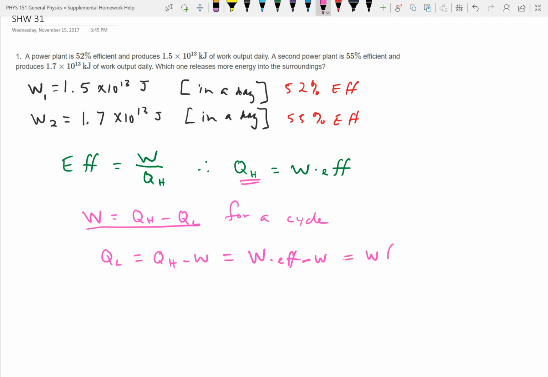factor out the work. Okay, where did I mess up here? Efficiency is the work over QH. That's right. QH is equal to work over efficiency. That's where I messed up. It's embarrassing that it's been that long before I realized I made a mistake there.